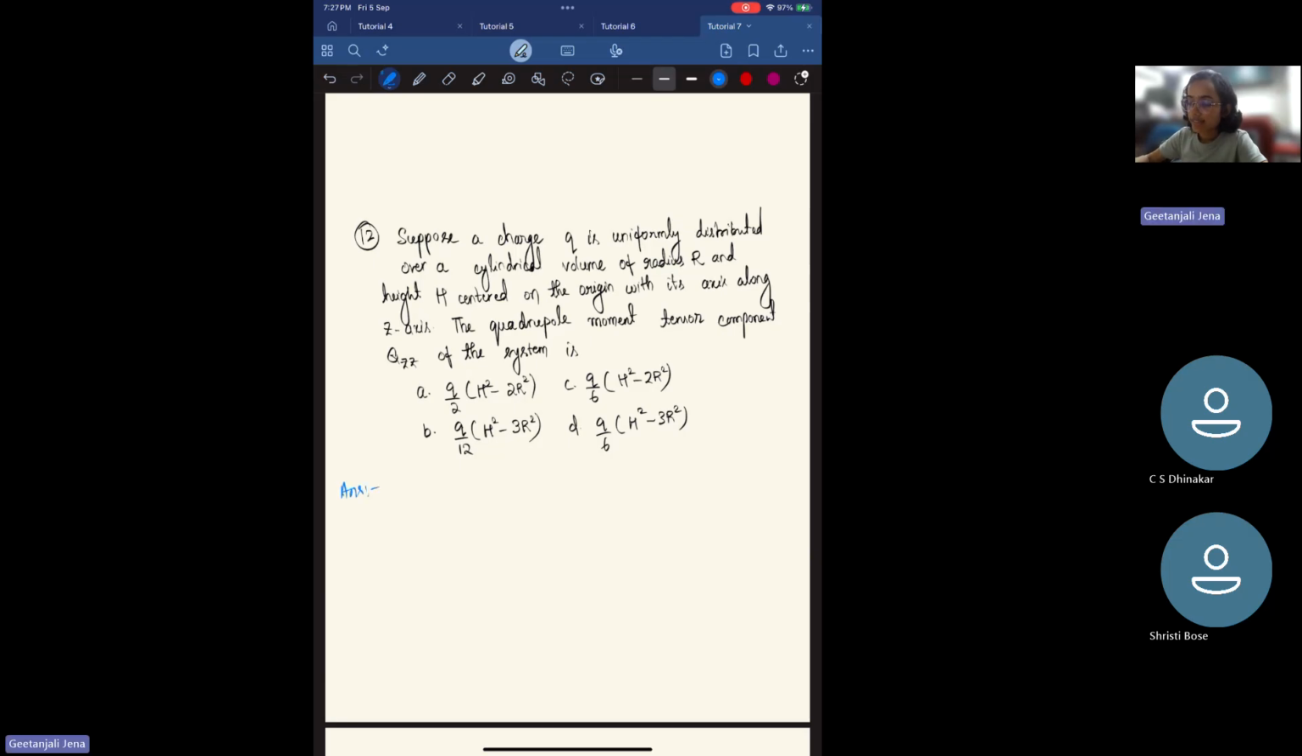The question says there is a charge Q which is uniformly distributed over a cylindrical volume of radius R and height H, centered on the origin with its axis along the z-axis. You need to find the quadrupole moment tensor component Q_zz of the system. The answer is written in terms of the height H and the radius R.